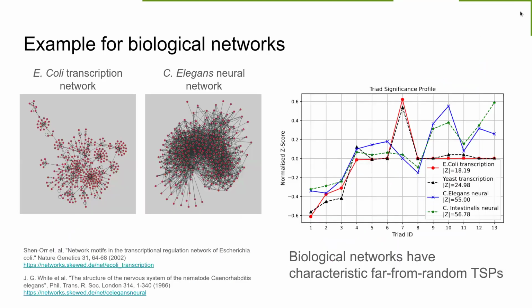So to look at what it looks like with biological networks, here we've got 2 very different types of networks, a transcription network and a neural network, and the normalized z-score for them is shown on the right. So you can see that they have a characteristic triad significance profile. So the 2 transcription networks are quite different from the 2 neural networks. And they're all quite far from random distributions because this is a z-score. If they were random distributions, then you'd expect those lines to be at 0.